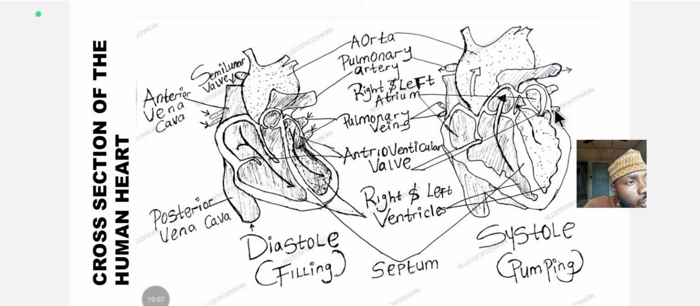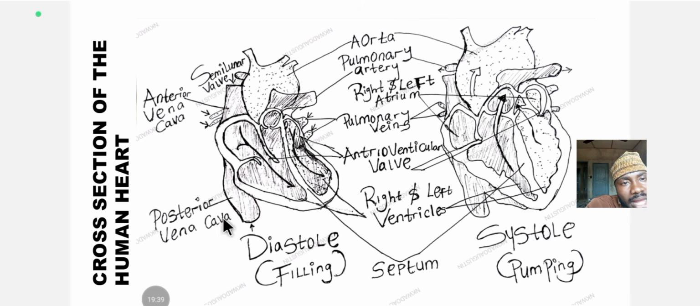So these two structures here, this thing here is called the pulmonary vein. This is where the heart receives blood back, all right? Look at it here. The heart receives blood from the lungs through the pulmonary vein into the left atrium. Okay, this structure here is the inferior vena cava. Okay, look at it here, the inferior vena cava.